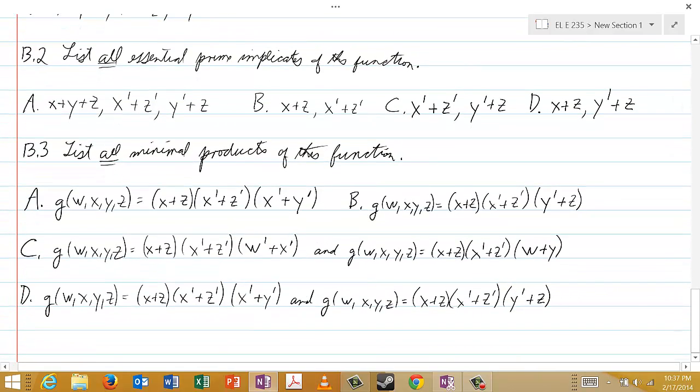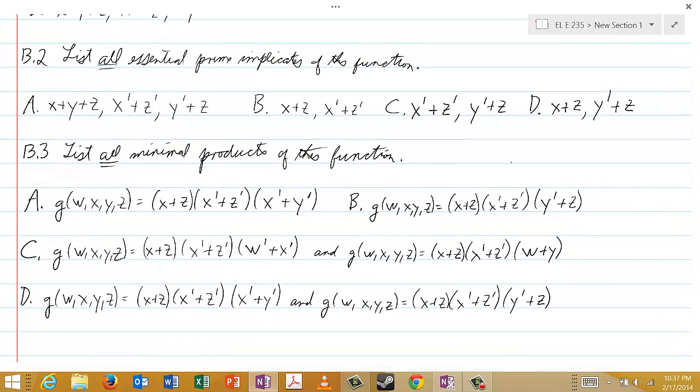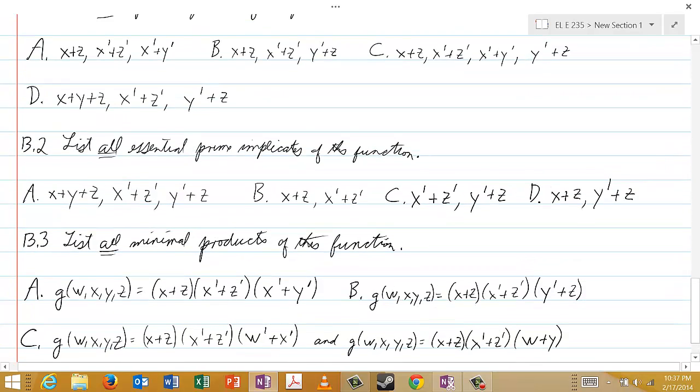And then finally, in 13.3, you want to list all minimal products of this function. In A, just one minimal product is given. In B, just one minimal product is given. But in C and D, in both of those cases, two minimal products are given. So you need to decide which choice is correct.